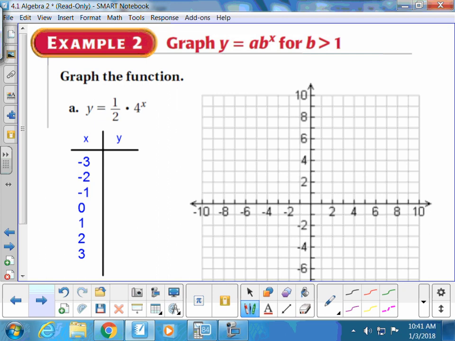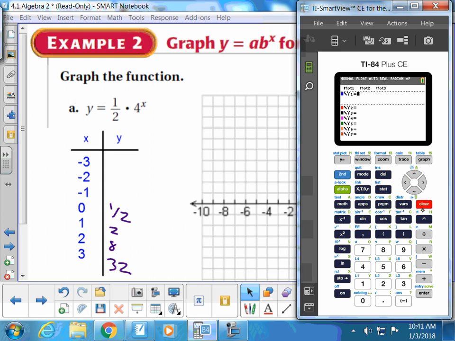What's our starting amount and what's our growth factor on this one? Our starting amount, 1/2. And our growth factor? 4. Yeah, so 1/2 will be basically our y-intercept, our starting amount. And then everything will quadruple from there. So this will be 4 times larger, 4 times larger, 4 times larger. So I could do it that way, or I can have my calculator fill it out for me. So let's go ahead and put it in. I'm just going to type in the 1/2 as 0.5. It would be easier to type for me. And there's my equation.